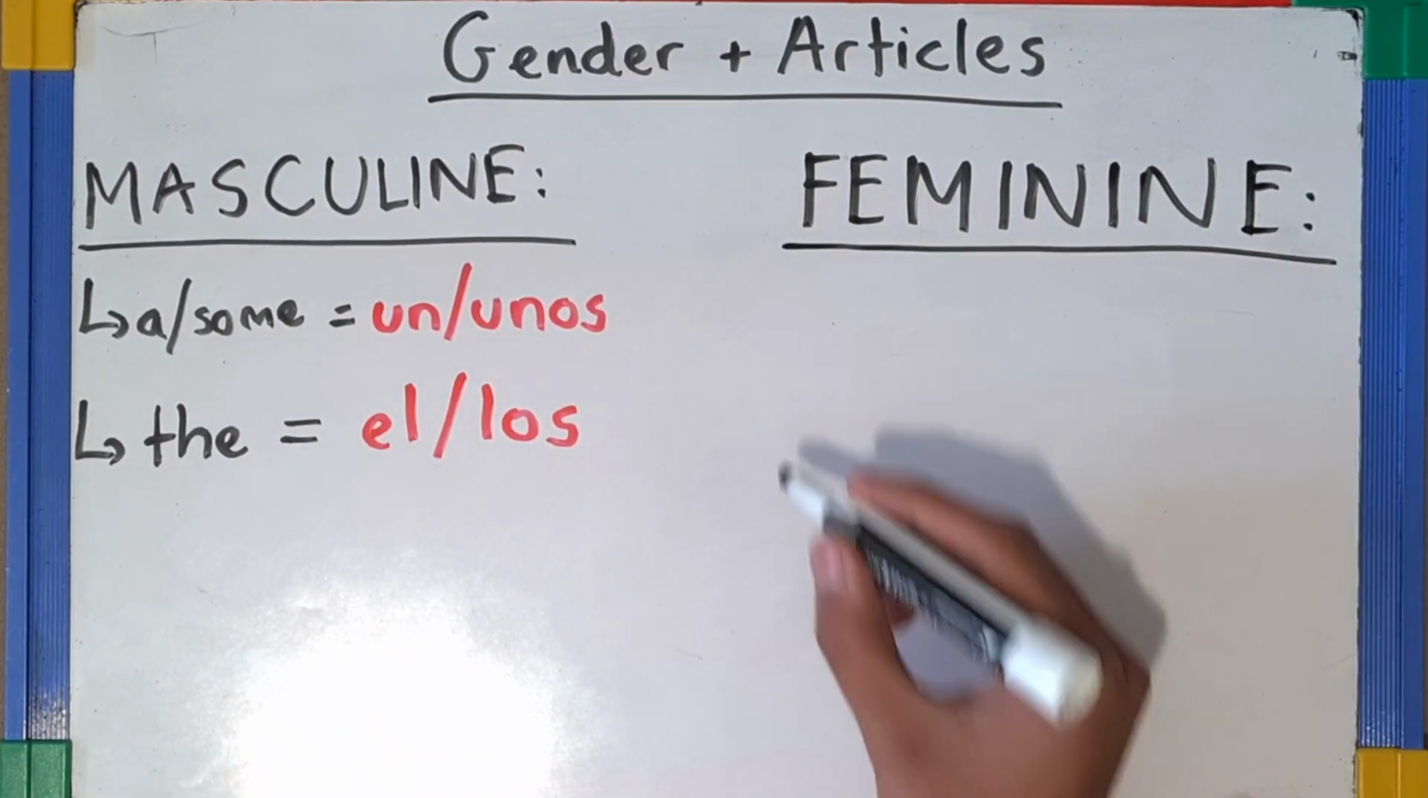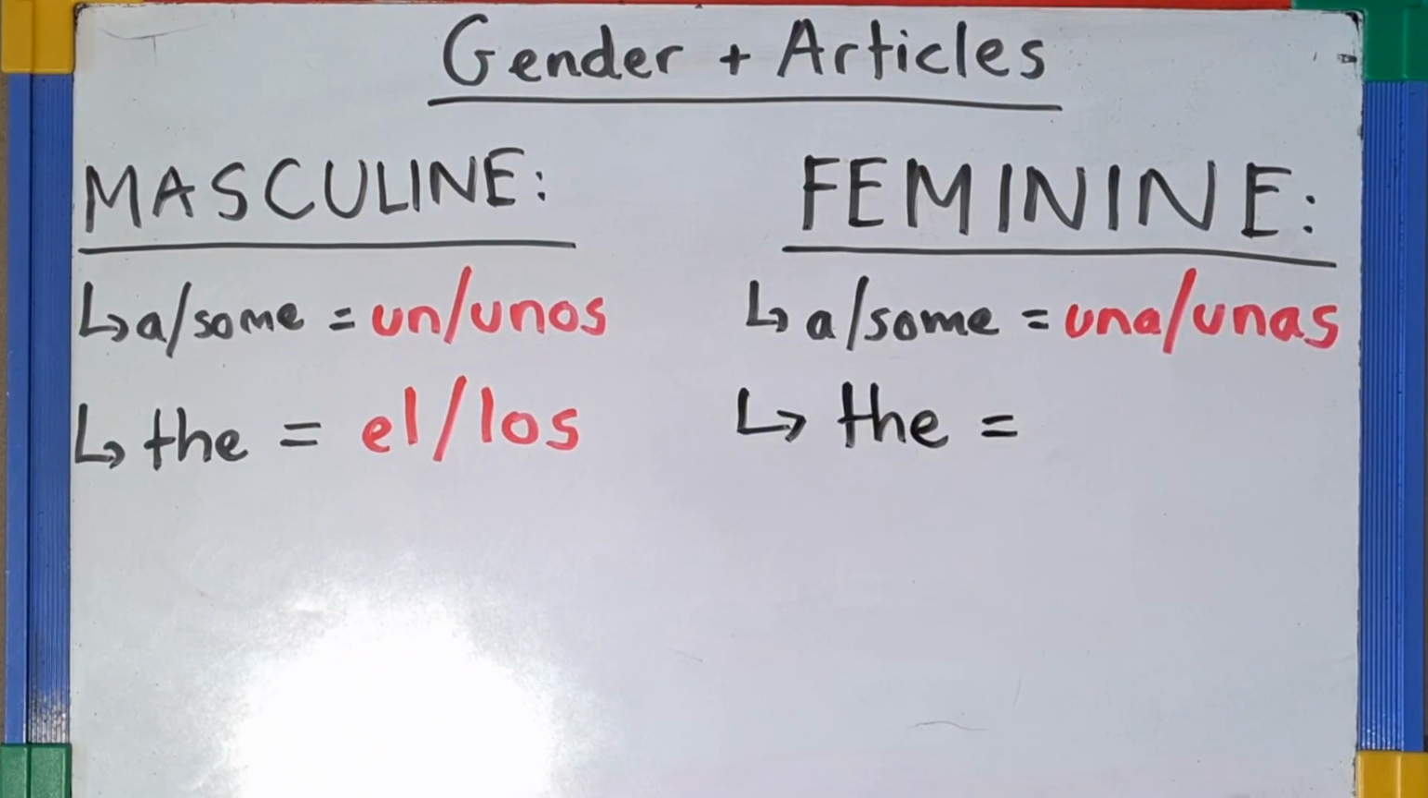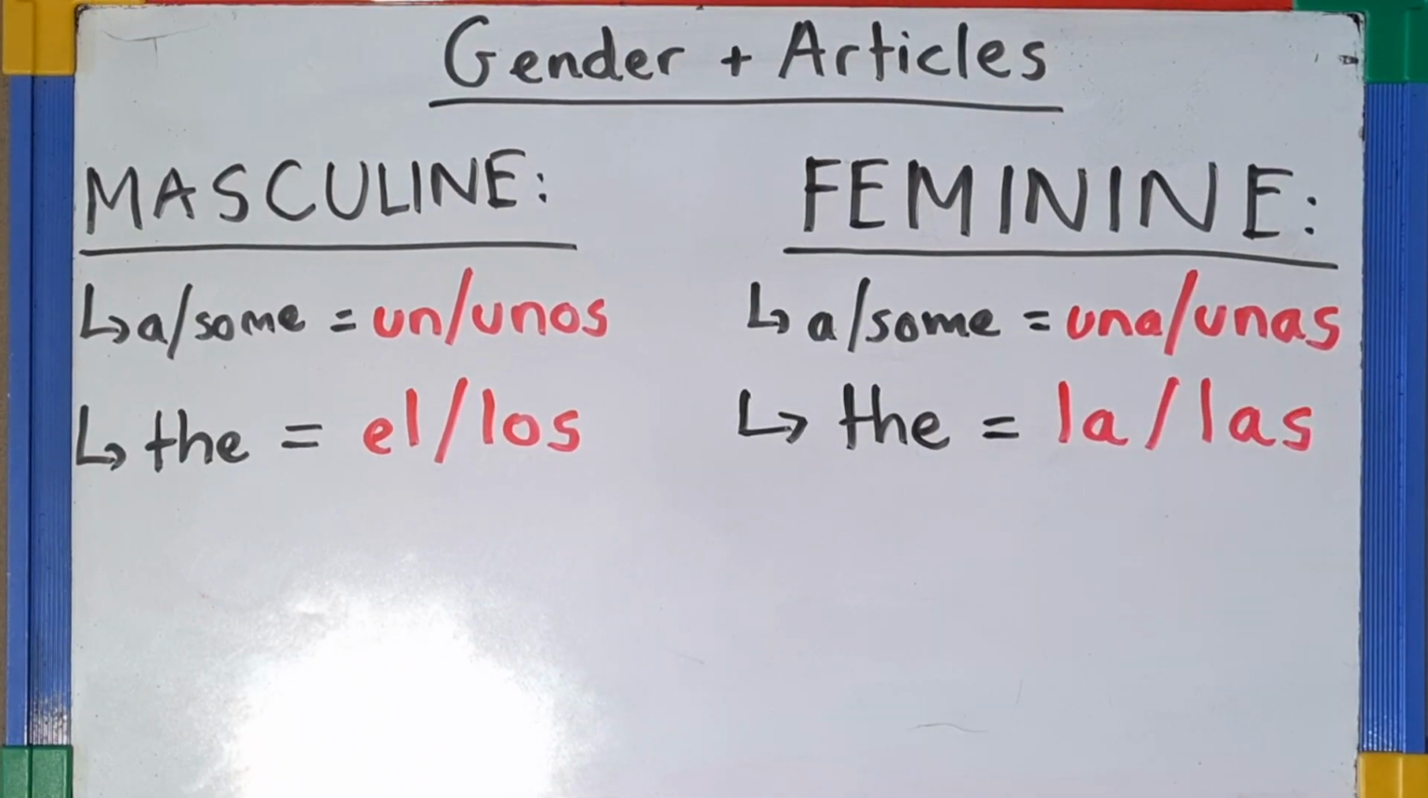If I wanted to say a or some followed by a feminine noun, we would use una and unas. One more time. Una and unas. If I wanted to say the followed by a feminine noun, we would use la and las, where la is if the noun is singular and las for if the noun is plural. Let's go over that again. La and las.